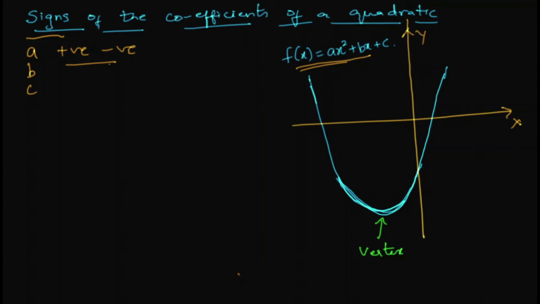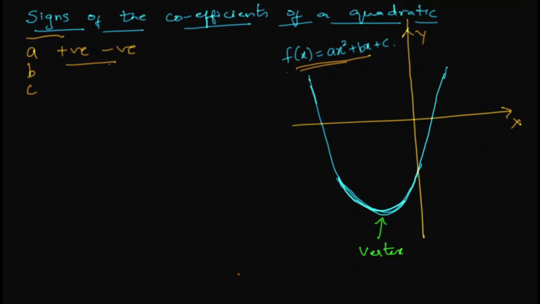Looking at the parabola that we have in front of us, definitely there is a way. Let's look at a technique to find out the signs of coefficients of a quadratic given the graph. So you should have the graph in front of you to even make an attempt.